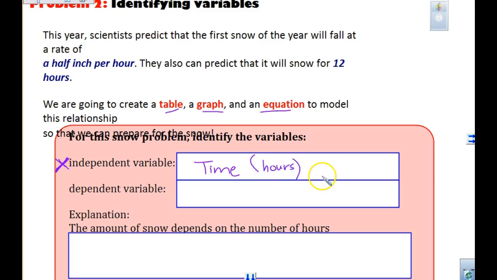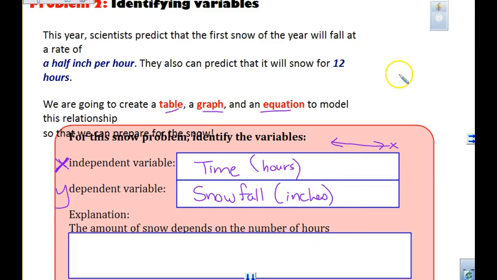Okay. So x independent is our hours. Yes, that is going to be when we make our graph, that's on the x-axis, that's going this way, horizontally. Our dependent variable is our y. That is, in this case, the snowfall, right? This one is measured in inches. Okay?